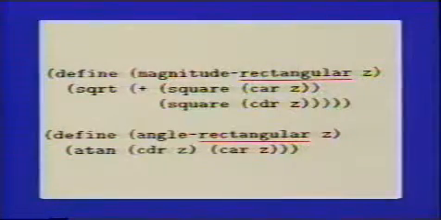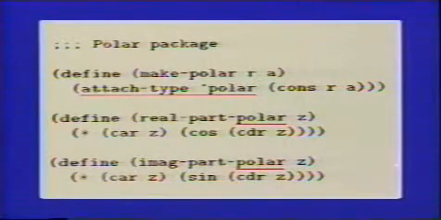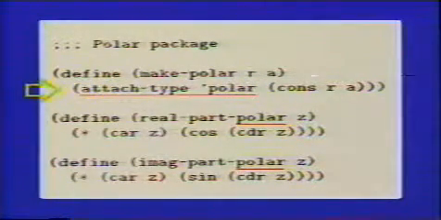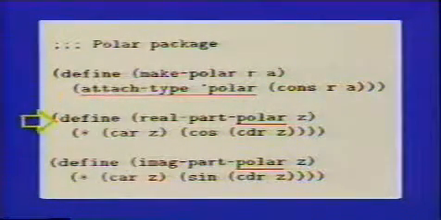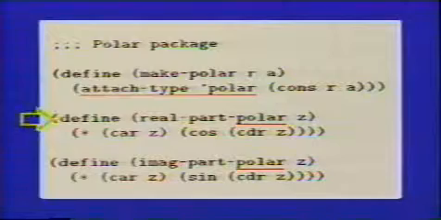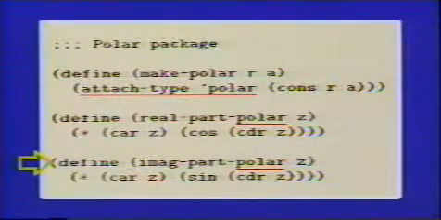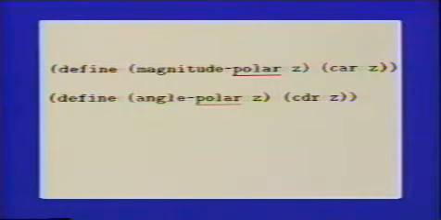And Martha has to do basically the same thing. Martha previously, when she made a complex number out of a magnitude and angle, she just consed them. Now she attaches the type polar, and she changes the name so her real part procedure won't conflict in name with George's. Right, so real part polar, imaginary part polar, magnitude polar, and angle polar.